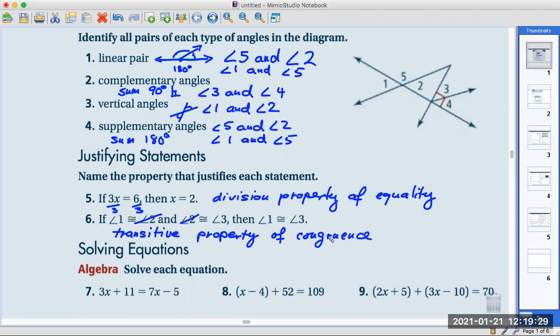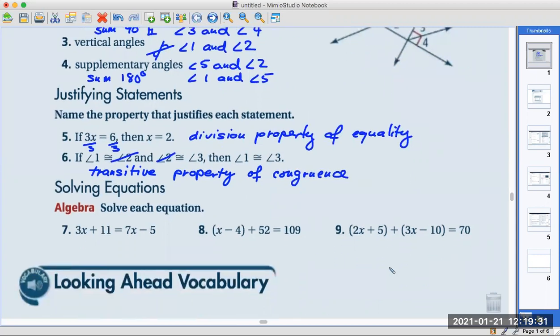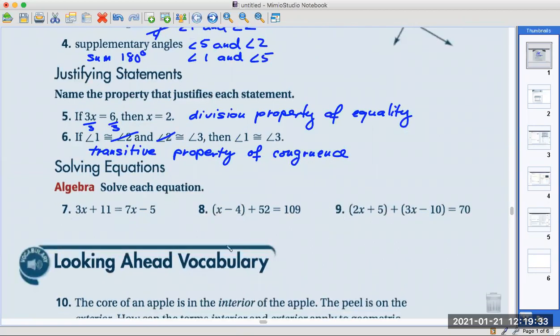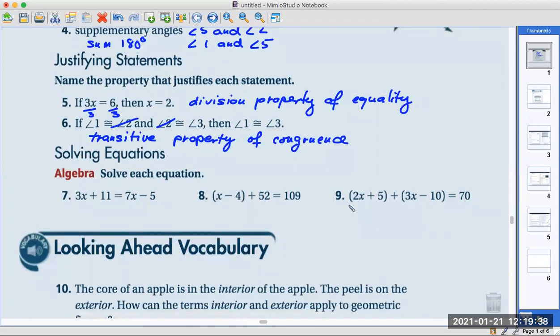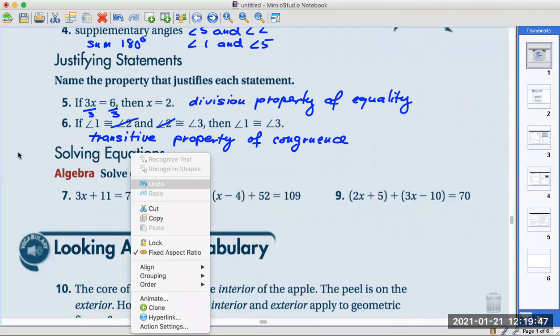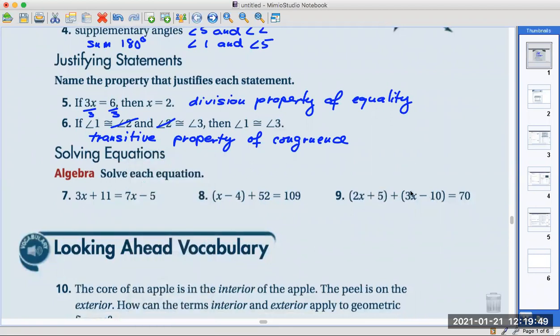And then we have review on solving equations. So I'm going to pick one and you do the other two. I'll do number 9. 2x plus 5 grouped together plus 3x minus 10 grouped together, equals 70. So you can combine your like terms, the x's and the numbers. 2x plus 3x is 5x. 5 minus 10 is negative 5.